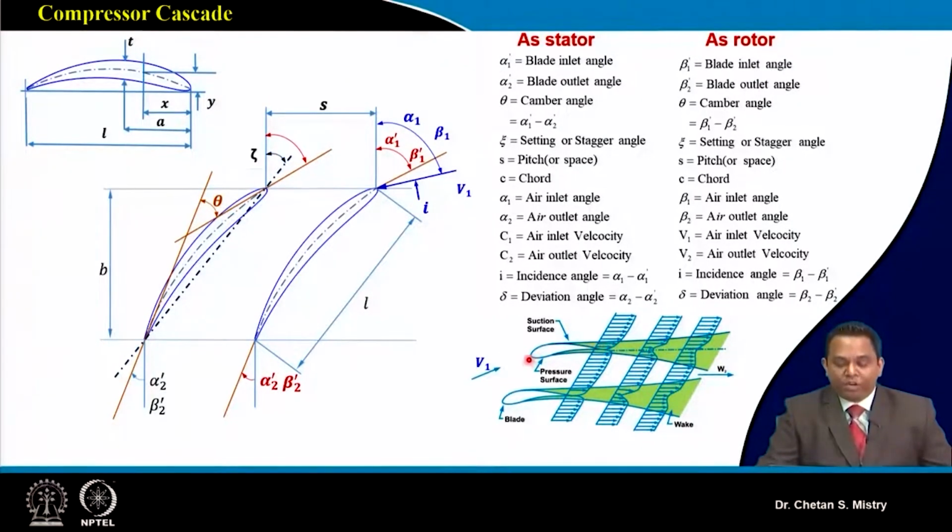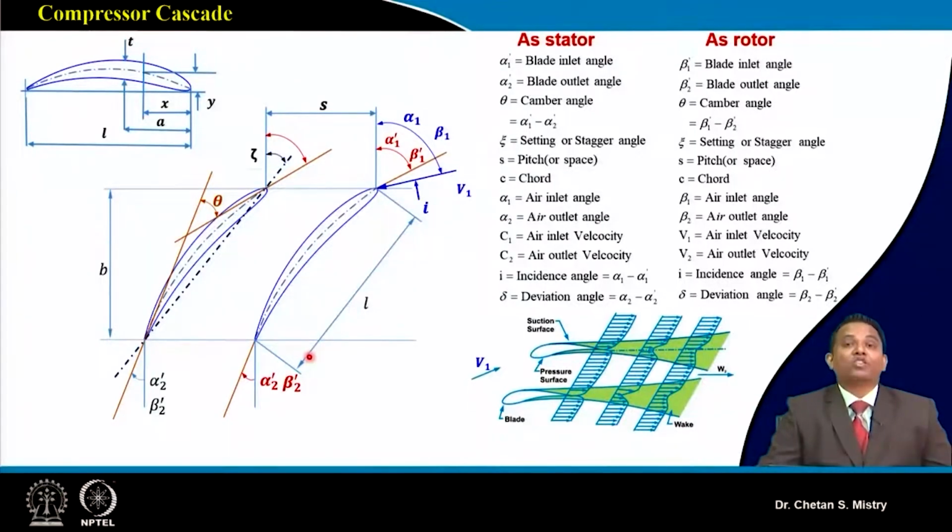Okay, what will happen? We know this aerofoil is working under an adverse pressure gradient, so flow separation may happen on the suction surface, or there may be low momentum fluid on my suction surface and pressure surface. In this case, my exit velocity needs to be uniform. In spite of that, I will get this kind of deficit. That deficit is what is called wake.